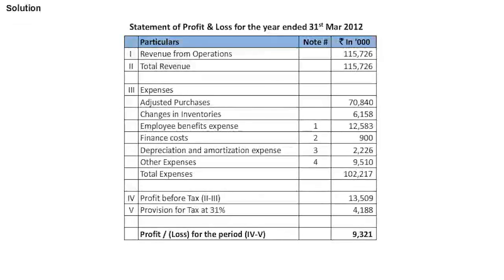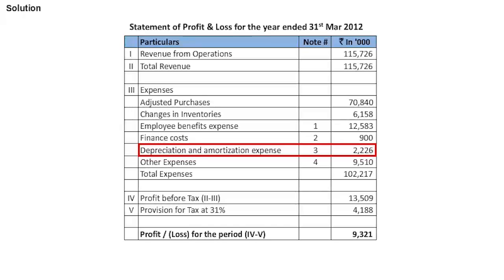Okay. So first let us close the statement of profit and loss account now. Now this we have seen. So this is your total revenue. There is no other income. In employee benefits, note number 1, we have already seen both the items, 12,583. So this is also done. That will be your employee benefits expenses.